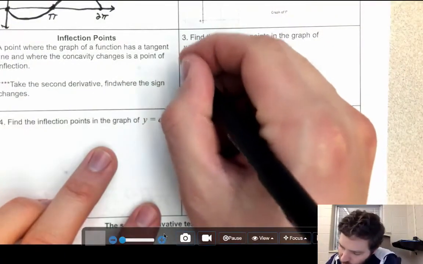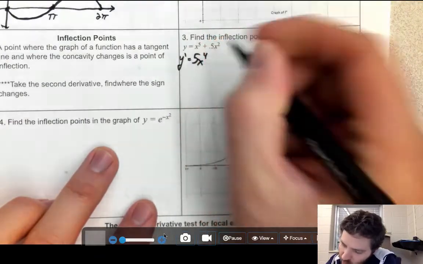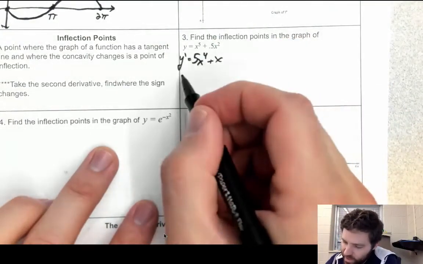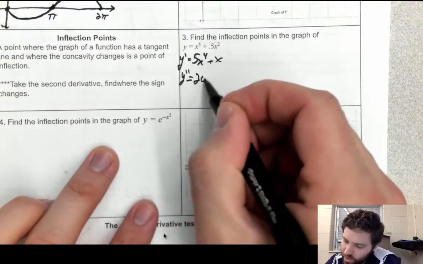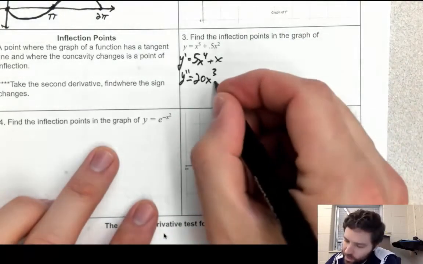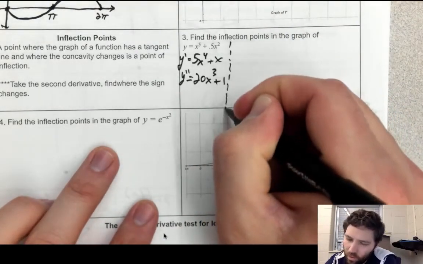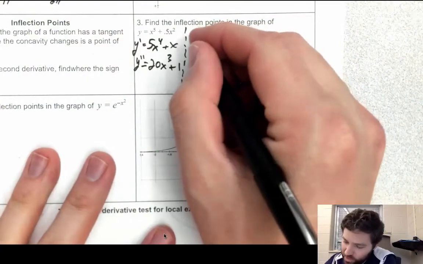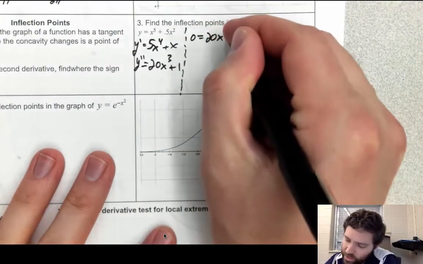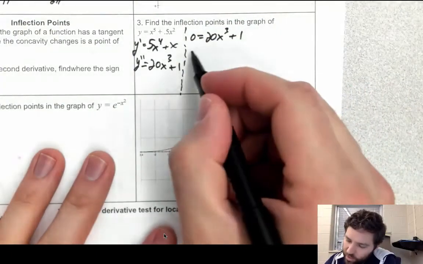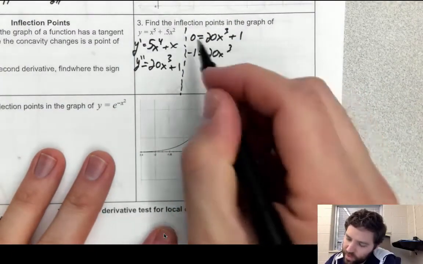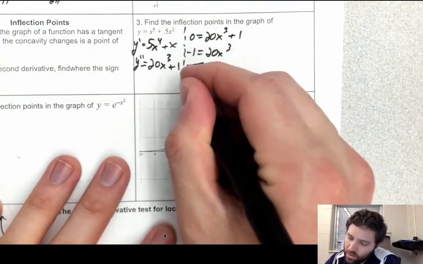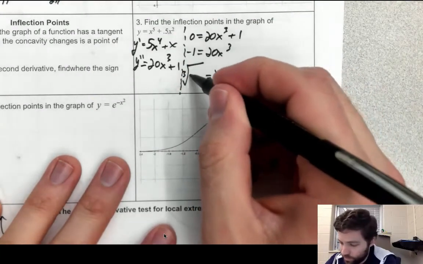Here we go. So first derivative, 5x to the fourth plus, I think it's going to be x, right? Yeah, plus x. Second derivative, so y double prime, that's going to be 20x to the third plus 1. We want to know when the second derivative is equal to 0. Those are possible potential inflection points, right? So 0 is equal to 20x cubed plus 1. I'm going to subtract 1 from both sides. I'll have negative 1 equals 20x cubed. Divide by 20, and then take the cube root. So I end up with this: x equals the cube root of negative 1 over 20.